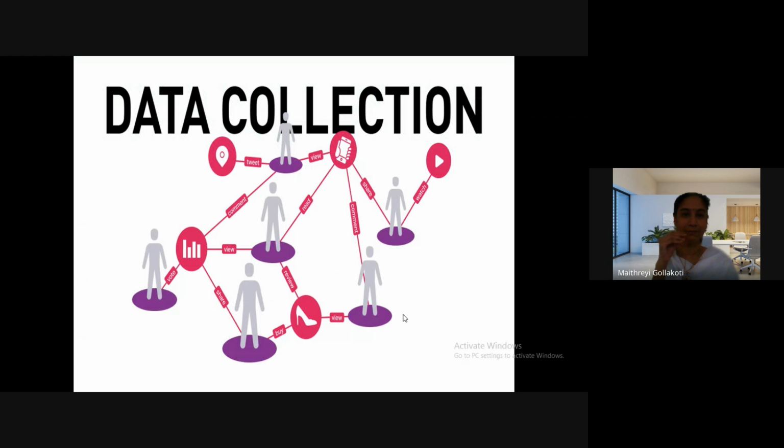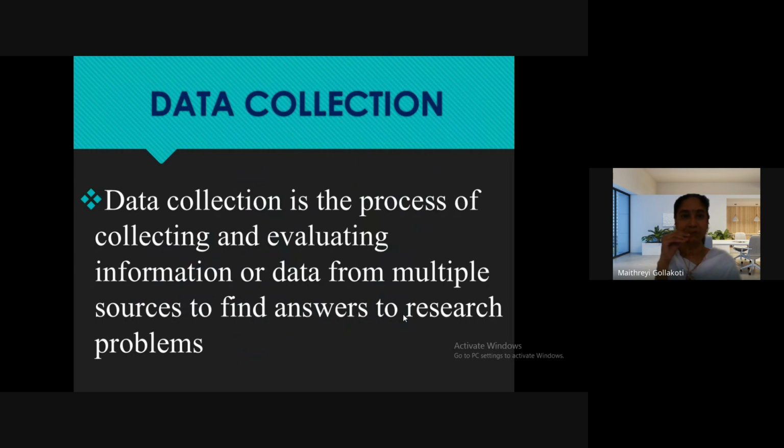Next, please. Data collection. Now, this is the next aspect, a very interesting aspect in research. Let us try to understand what data collection is. Yes, please. Next, please. Yeah, data collection.